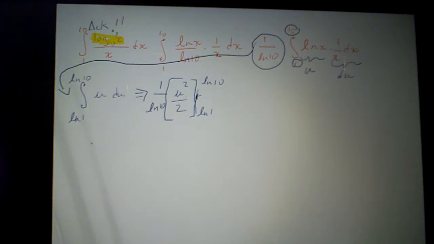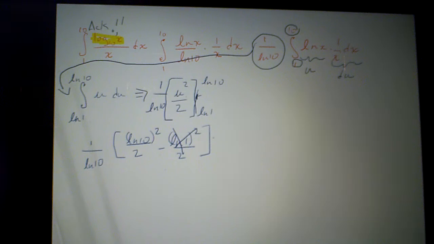So using the second part of the fundamental theorem, I have ln 10 squared over 2 minus ln 1 squared over 2. But we all know that the exponent that turns e into 1 is 0. 0 squared is still 0, and 0 over 2 is 0, so bye-bye.